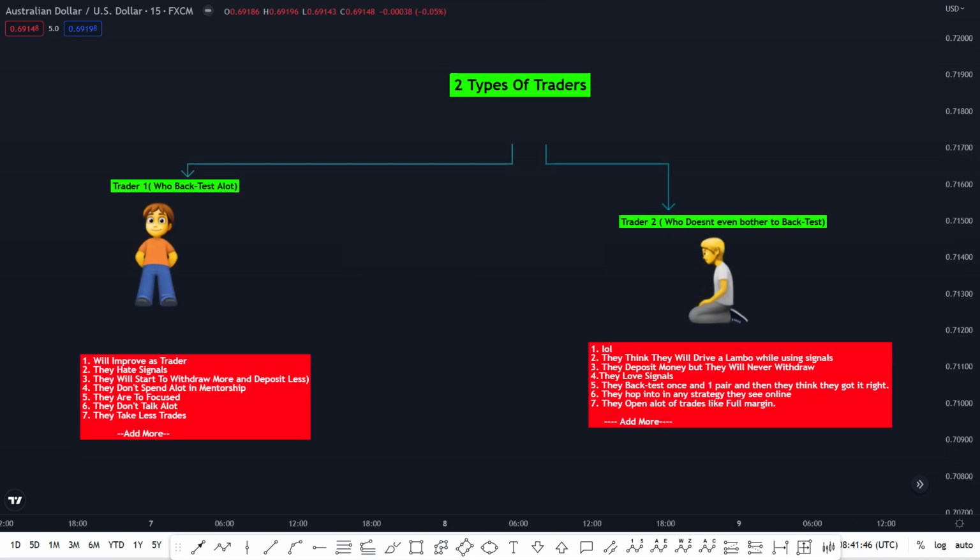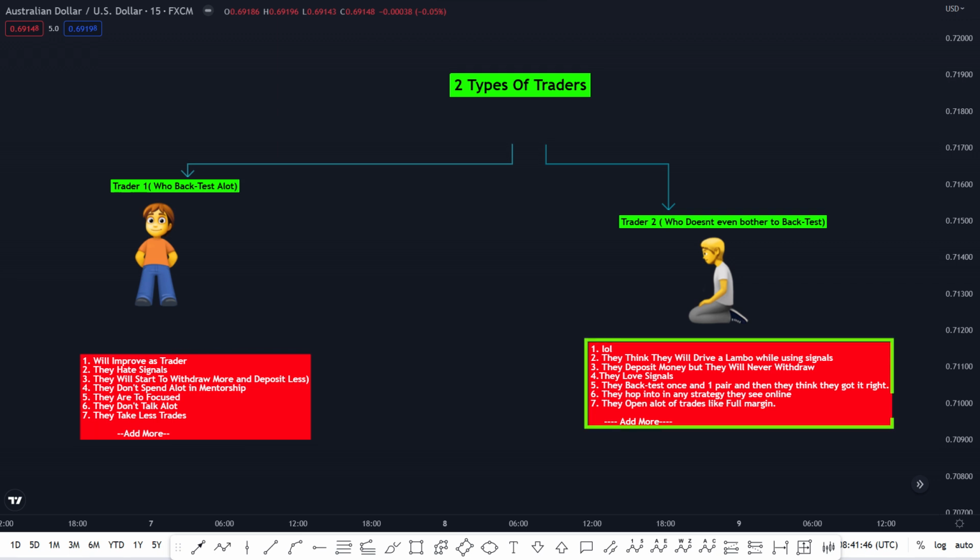But before we begin, I want to take a moment and talk about 2 types of traders. Just remember that you will always be self-accountable for your own trading account. So, you are the only person who will decide which trader you want to be. Trader 1, who backtests a lot, will see that they are improving. They hate trading signals because they trust their own analyses more than anything. Once in a while they make a withdrawal from their trading profit. And just because the market is open, it doesn't mean they have to be in a trade because they are way too focused to avoid blowing their trading account.